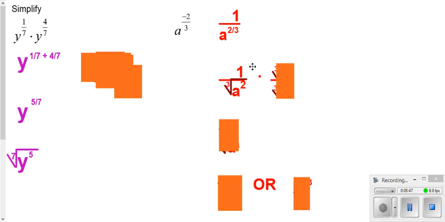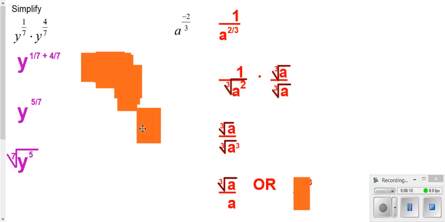We don't want to leave roots in the bottom, so you have to multiply by a special form of 1, because you want to try to get this in the bottom, because you want your cube root to cancel out your cube power. So you've got to think: a squared times what is a cubed? Well, that's just a normal a. So you multiply the bottoms, multiply the tops. The bottom simplifies, the top doesn't, and we would have this.